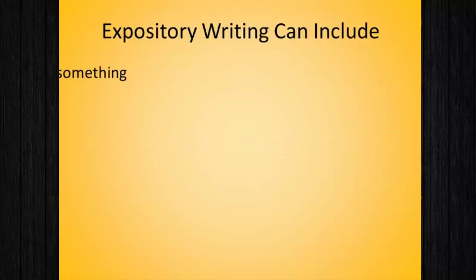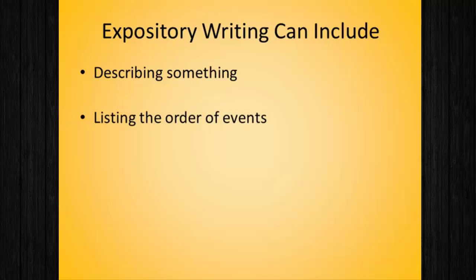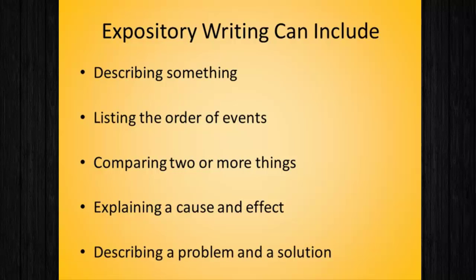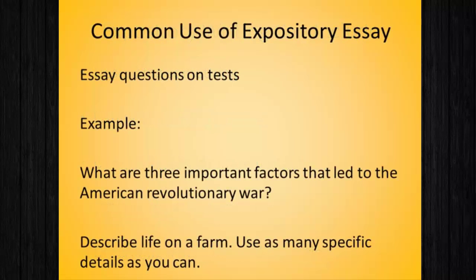Some things that expository writing can include: describing something, listing the order of events, comparing two or more things and perhaps contrasting them, explaining cause and effect, and describing a problem and a solution. Many of these can happen inside of an expository essay.